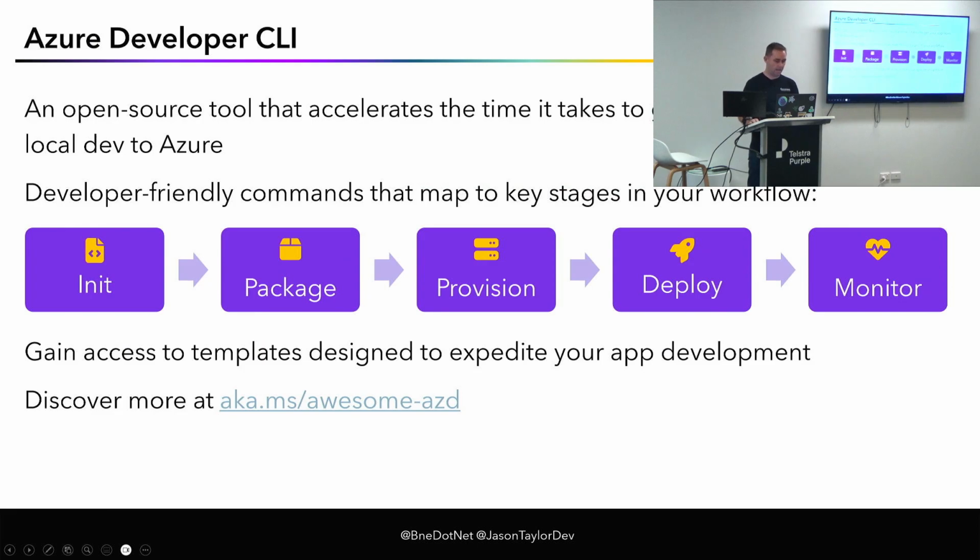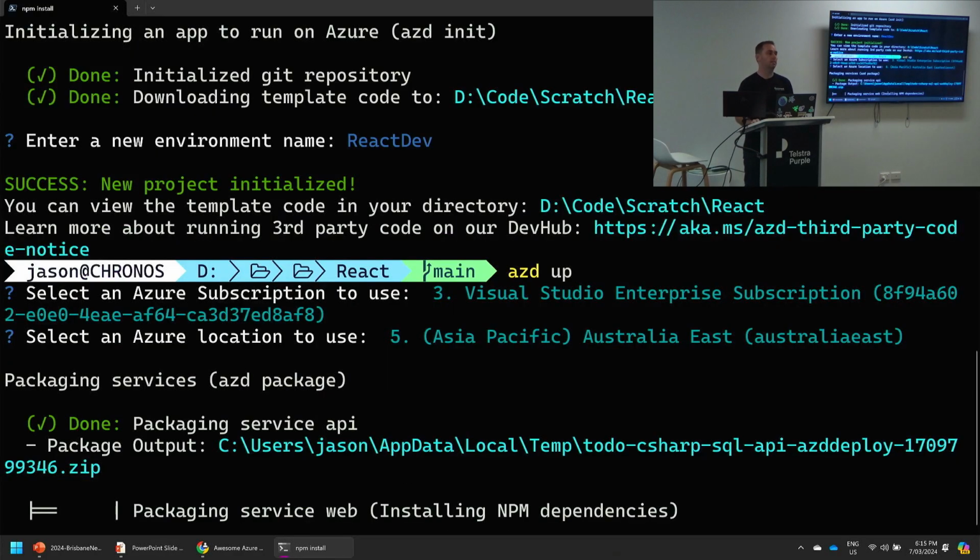You just head over to aka.ms/awesomeazd and find a template that suits your requirements. And that'll generally include a skeleton project with some sample code, but all of the infrastructure and pipelines to get from code to cloud.